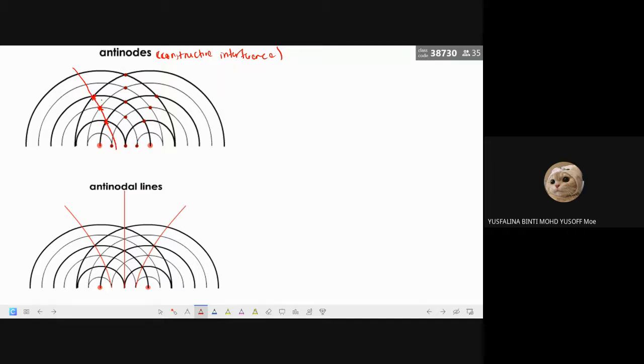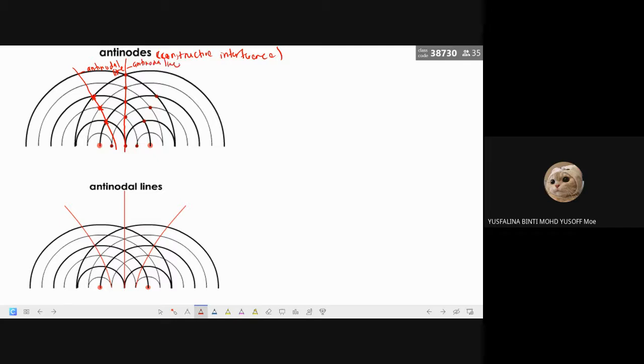That will produce the anti-nodal line. So this is called the anti-nodal line, where I connected all the constructive interference. And for this one also it is the same. This one is also constructive: trough meets trough, crest meets crest. So when I connect all of it, that will produce the anti-nodal line.